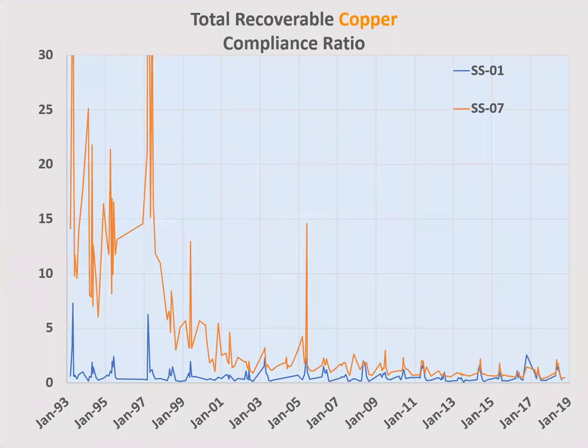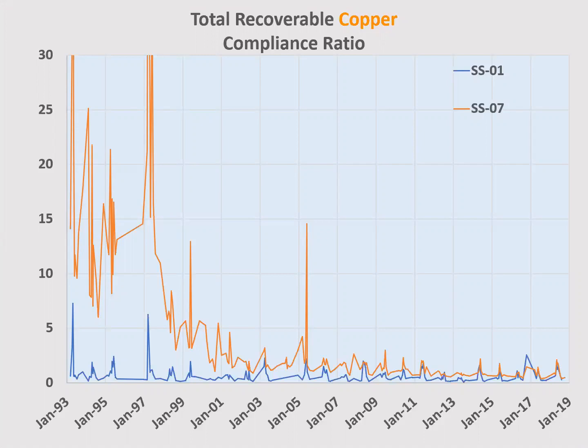So here's a history of water quality from 1993 up till 2019. Now I need to explain this. This is not total recoverable copper concentrations. This is a compliance ratio.